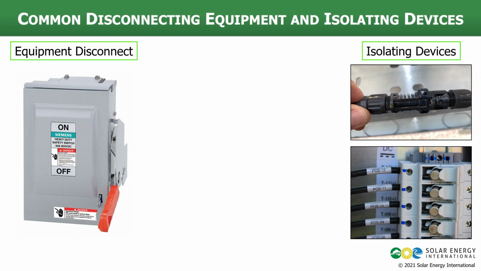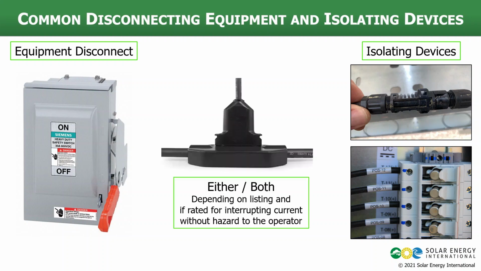The thing we have to remember always with isolating devices is they are not load break rated, so we have to shut the circuit off using a load break rated device and then test for current flowing through that circuit before we open the isolating device to prevent damage to the device and hazard potential to the person working with that isolating device. Now, some quick connectors could be either an equipment disconnect, an isolating device, or both.